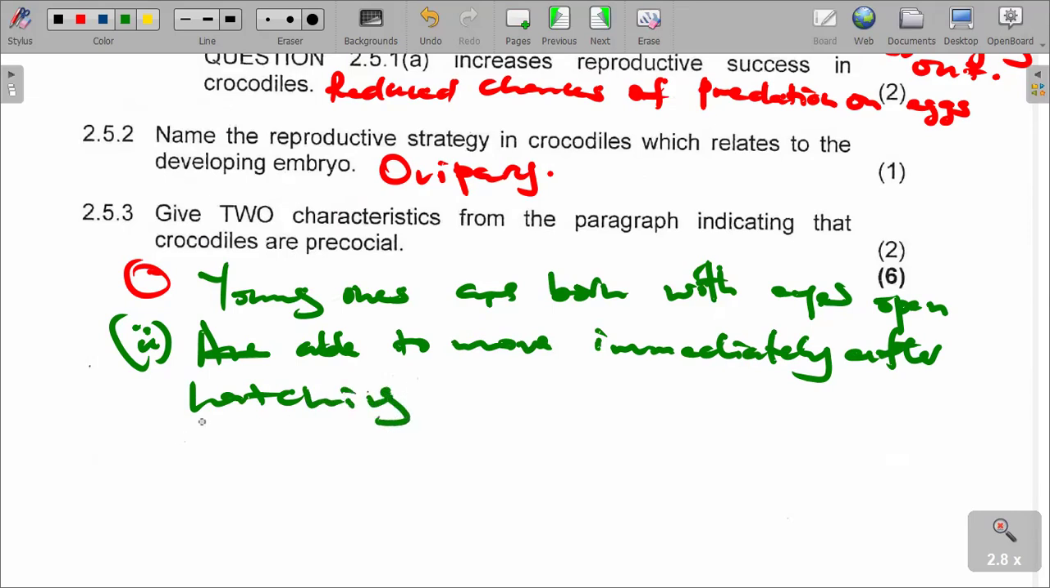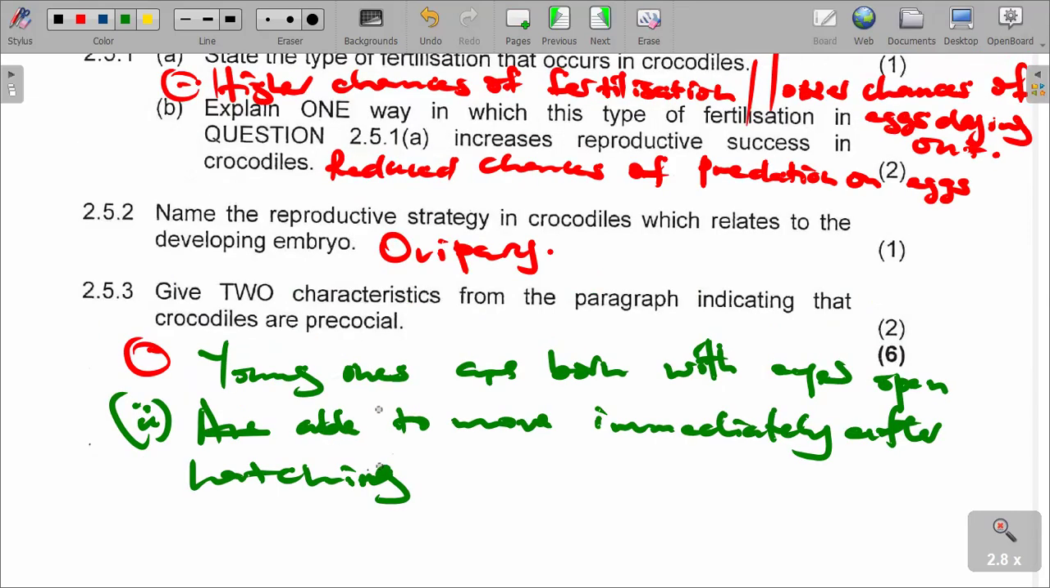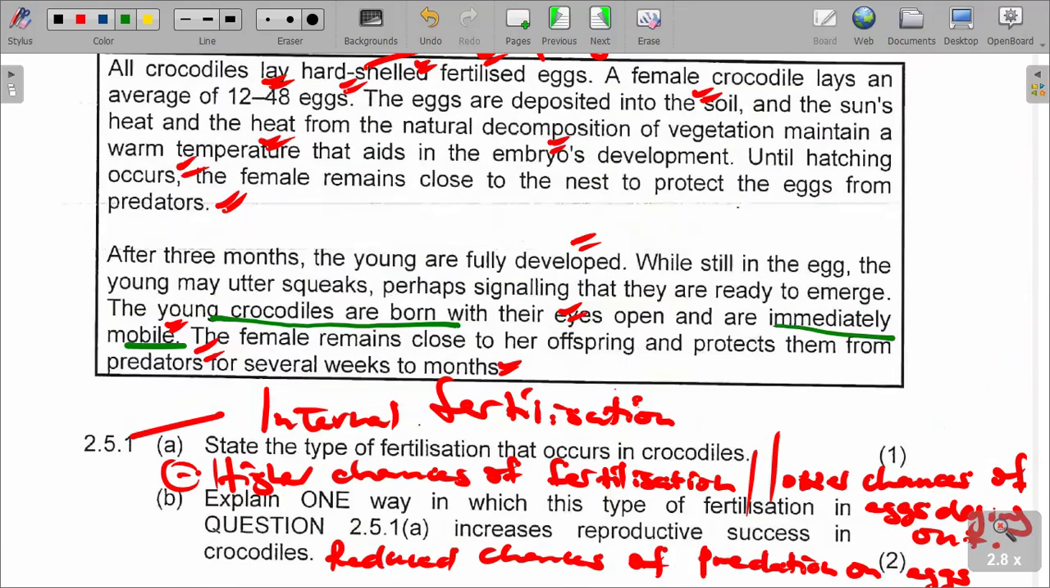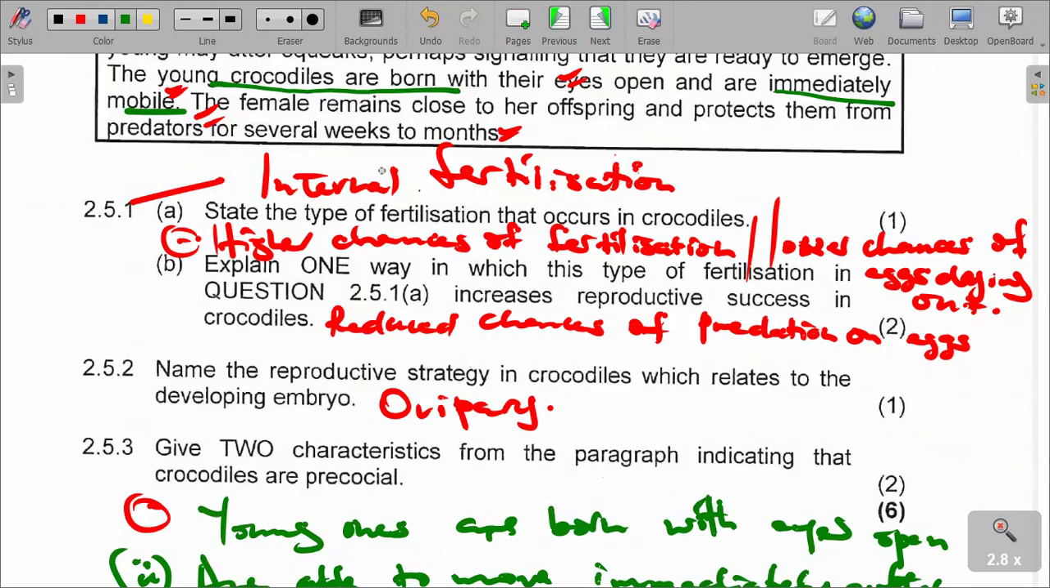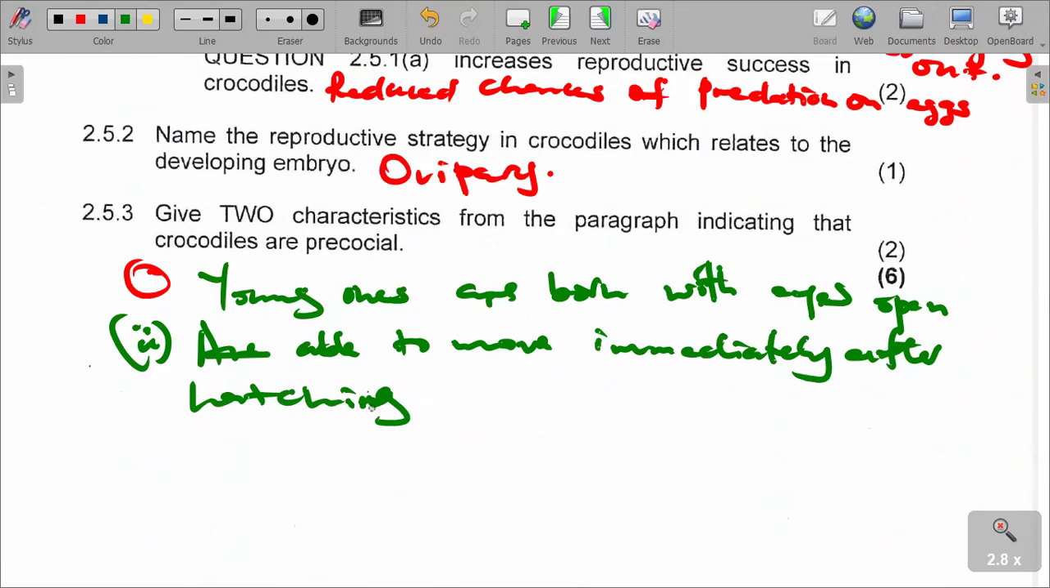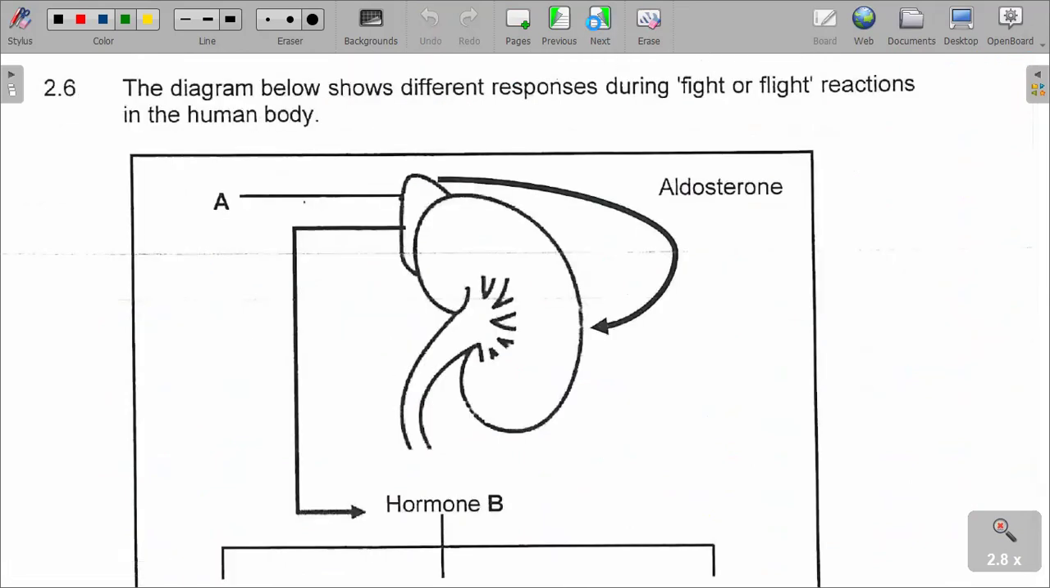If we were going to keep adding answers, we could say they are able to take care of themselves. They are fully clothed, they have feathers to keep themselves warm, and they can feed themselves. But in terms of the context given here, they are able to move and their eyes are open so they can see and protect themselves. So we can go to question 2.6.